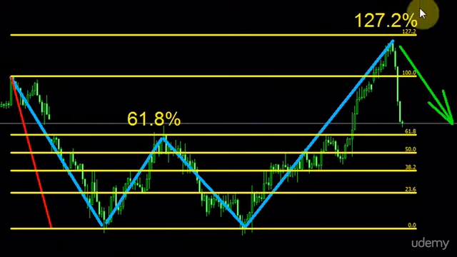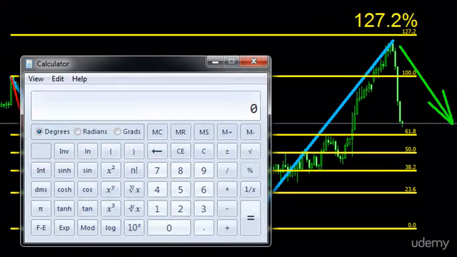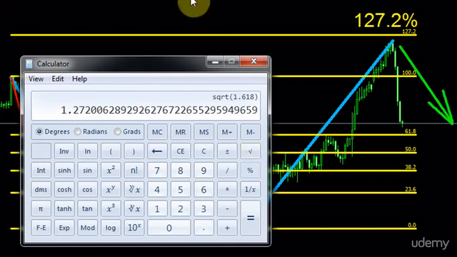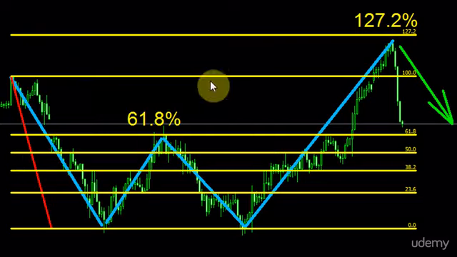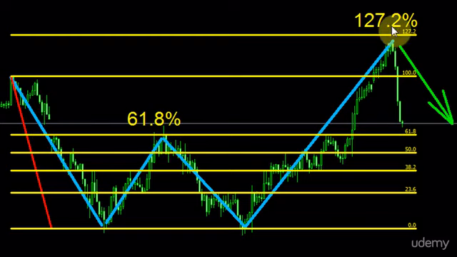How do we get 127.2 from the Fibonacci ratio? Well, if we bring up the calculator and type in 1.618 and take the square root of that, then you'll see that the square root of 1.618 is actually exactly 1.272. And that again is not a coincidence. That is where all the mystery comes in. Nobody actually knows why markets move like that. Why is it exactly 61.8% here, and why is it exactly 127.2% here?